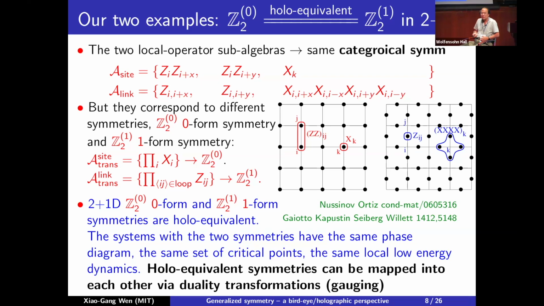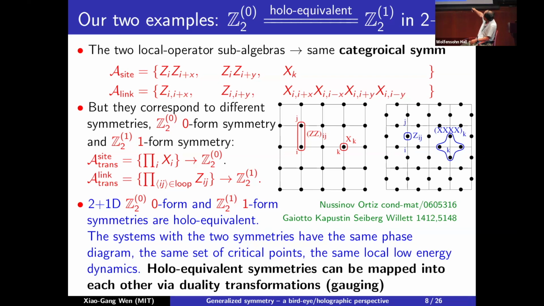Certainly, if the space is not connected, then the exponent of this X operator can depend on which spatial component you are in. Different spatial components may have different exponents, 0 or 1. So when the space is disconnected, you may have several, and this algebra is actually different.